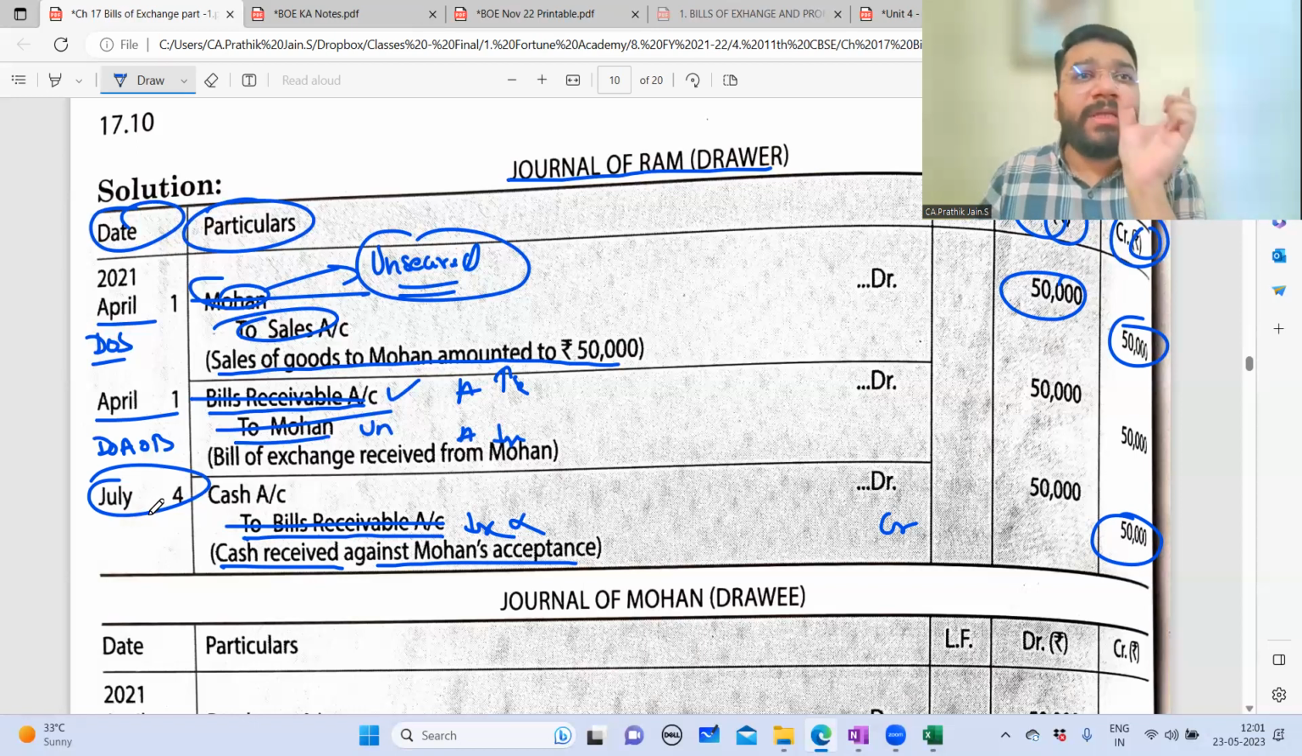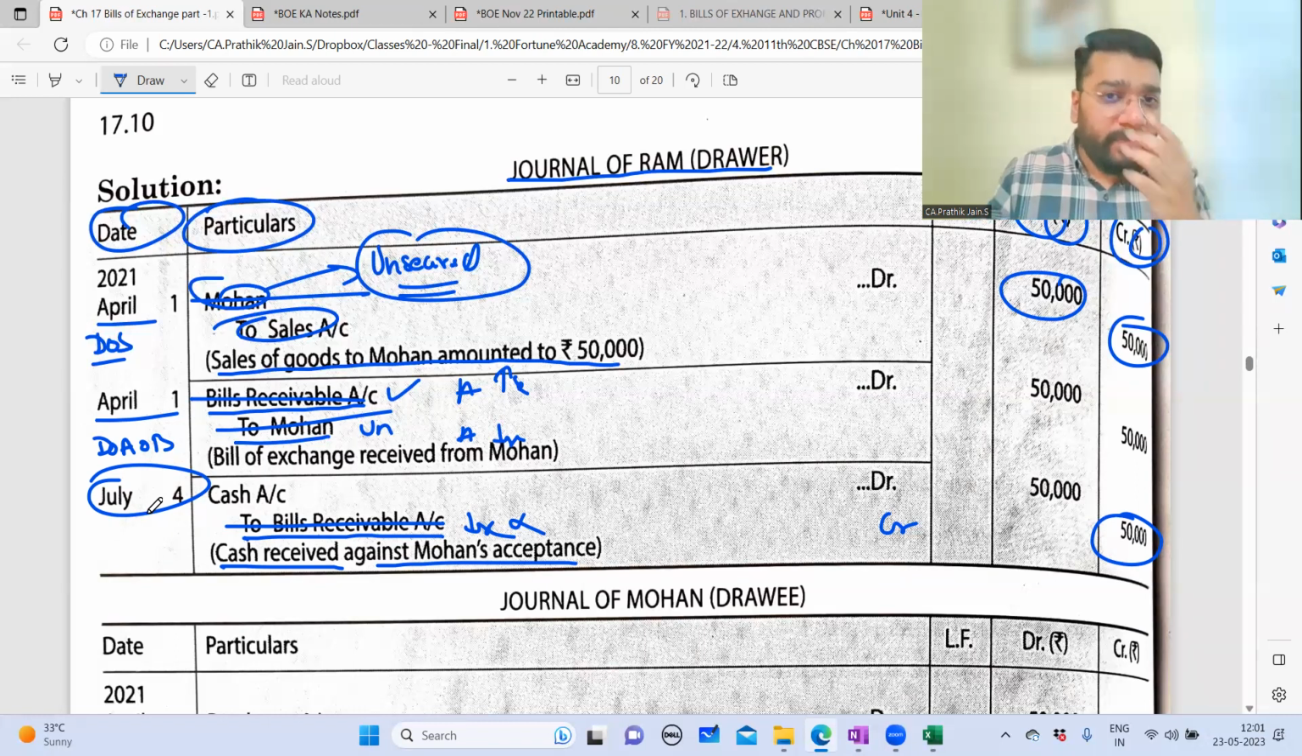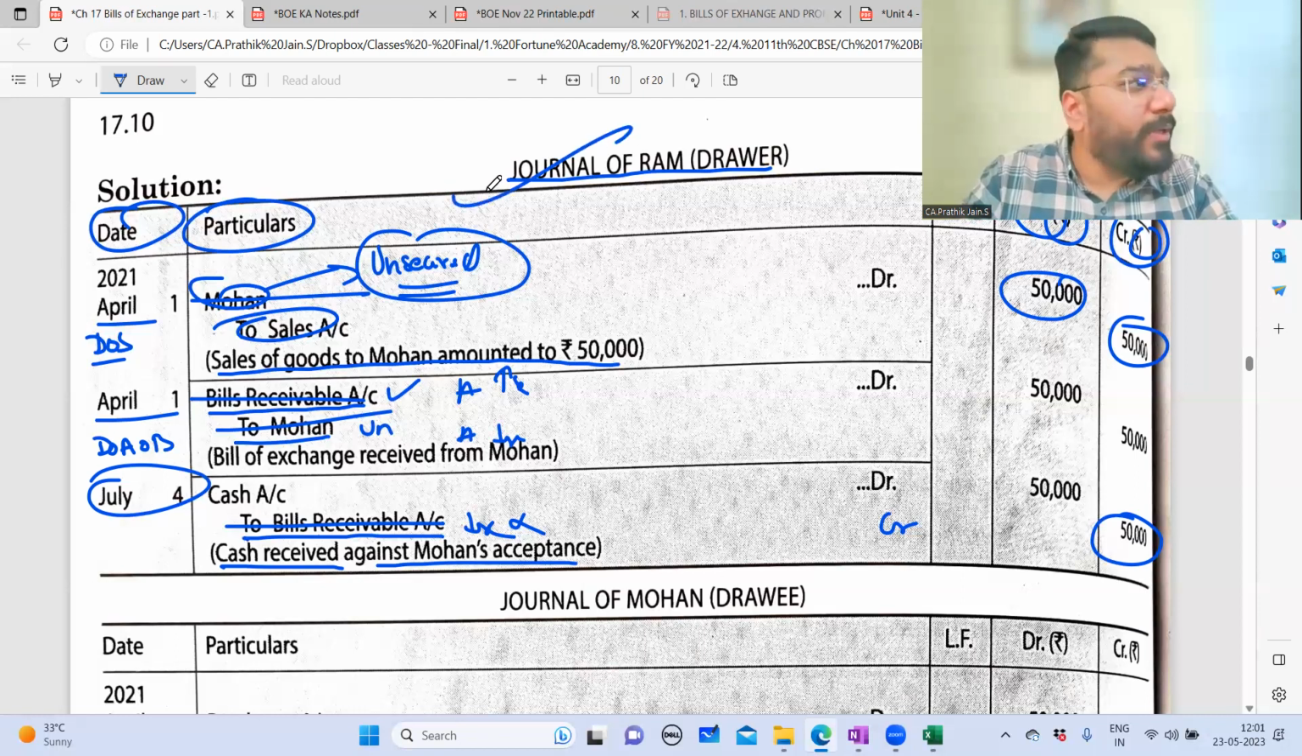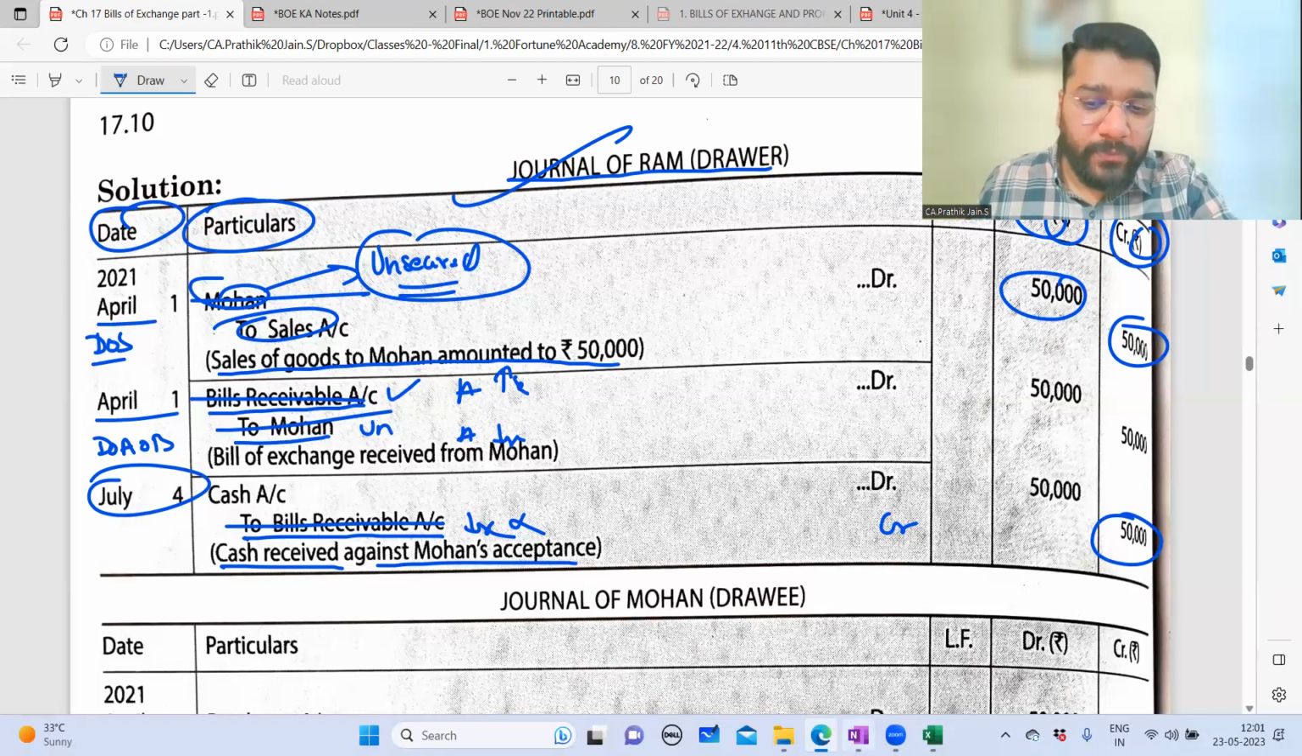The bills receivable account is valid only as long as the bill is live. It is within the credit period. Once the credit period is passed, the validity is lost. Now guys, very simple question, just to set a base. Any problem here? Online people, hello? No, sir. No problem.